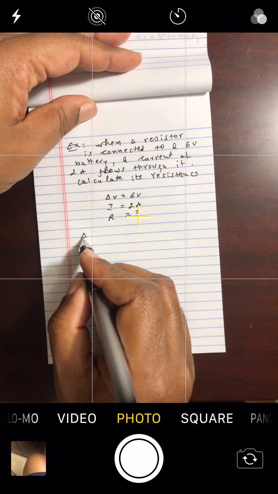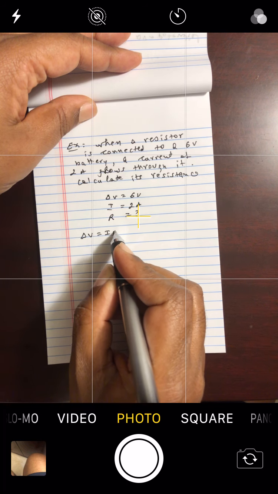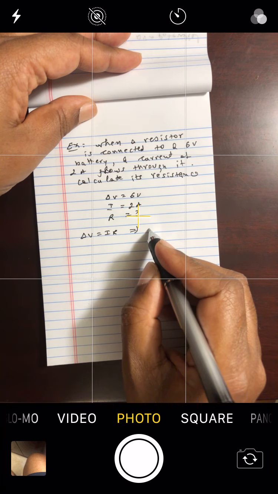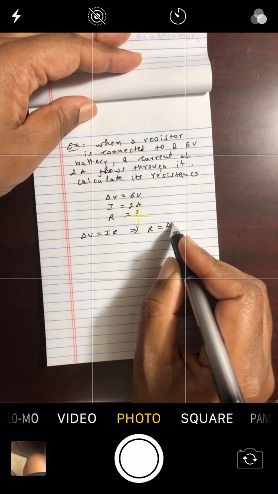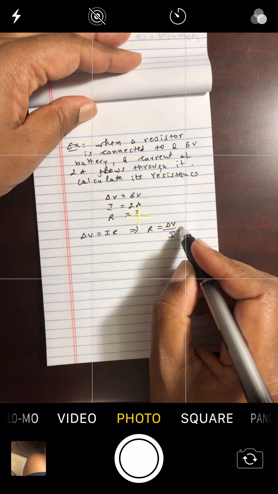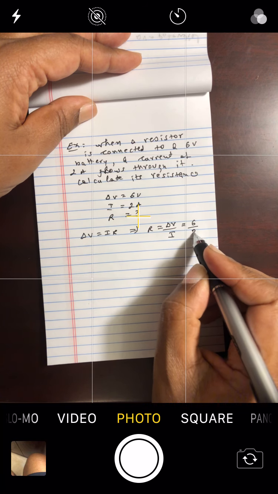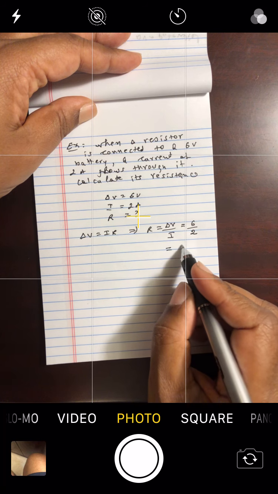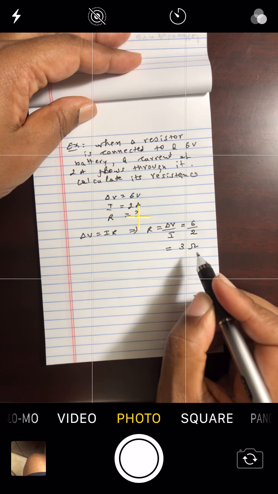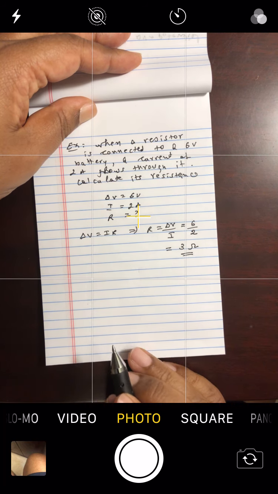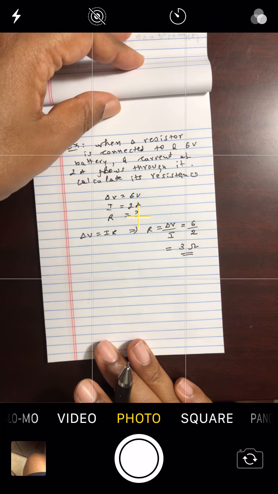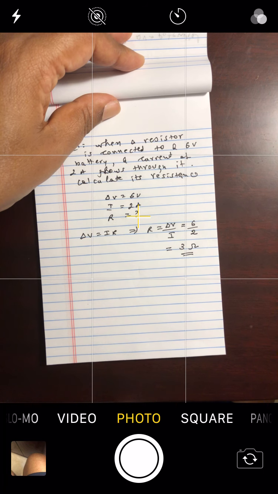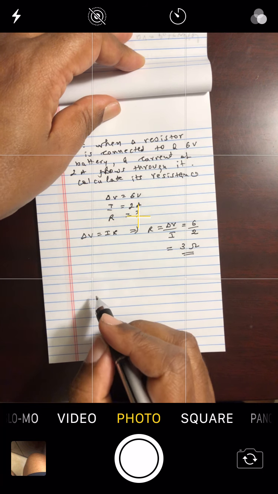So we have Ohm's law, potential difference equals current times resistance, which implies resistance equals potential difference divided by the current, and that is 6 over 2, which gives us 3 ohms, so omega. Now, resistors usually come in the form of wires, so we're going to look at the resistance of a wire.